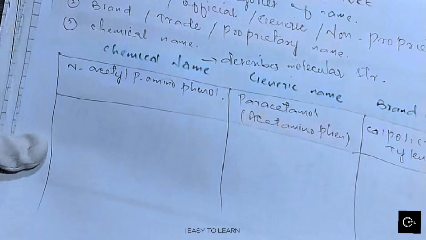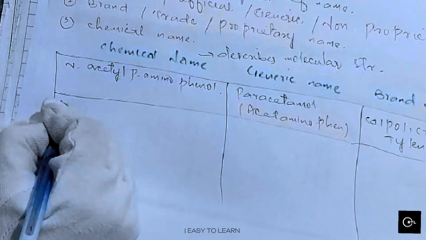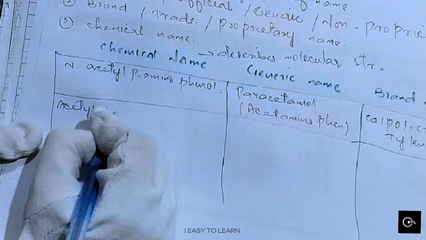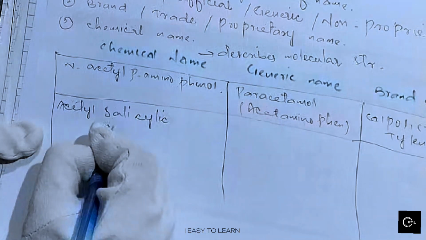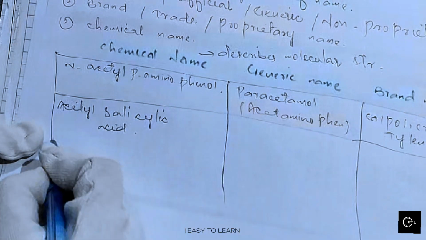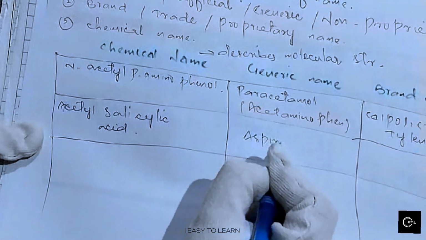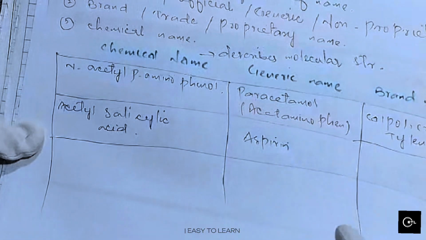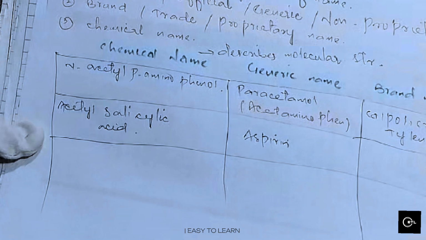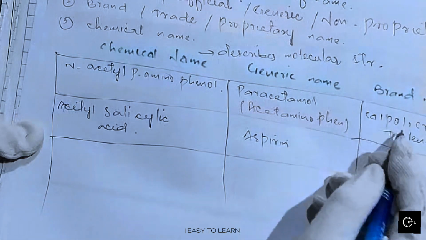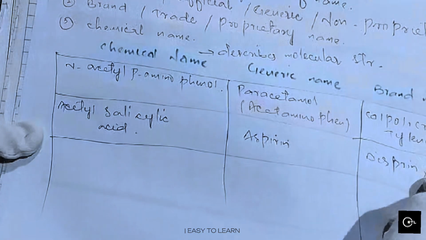Then second example we can say acetyl salicylic acid, and its generic name is aspirin. Aspirin is also an NSAID. It also treats pain, fever, inflammation. Okay, and the brand names of it are Disprin, Ecosprin.